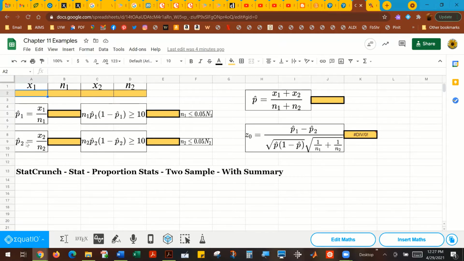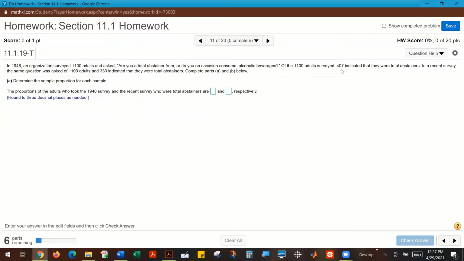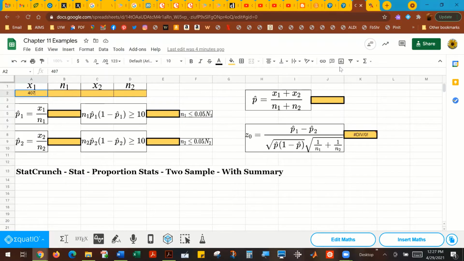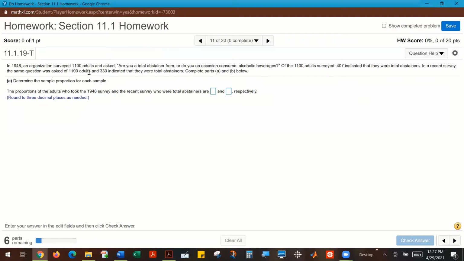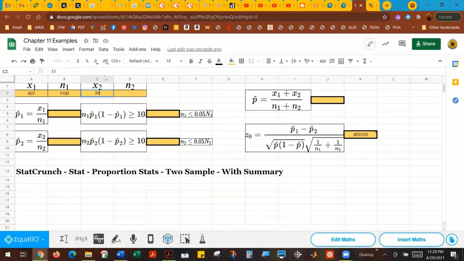So for our X1, that's going to be the total number of people who said that they abstained from alcoholic beverages. So that's 407. And the total number of people in the survey were 1,100. So that number will go here. For our X2 and N2, that's going to be the recent survey. And in that one, 330 people said they were total abstainers out of the 1,100. So this will be 330 and 1,100.